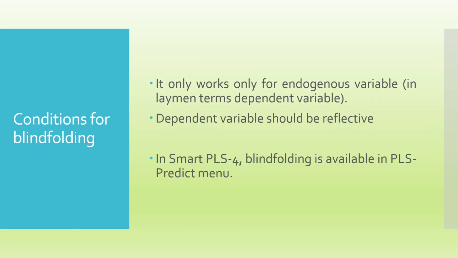There are some conditions which we will have to remember. Blindfolding, the Q square value, only works for an endogenous variable, in layman's terms, a dependent variable. And the dependent variable should be reflective. Now in SmartPLS 4, a separate blindfolding menu, which was there in the previous version, is not available. Now we have to run this from the PLS predict menu only. So how will we do that? Let's see.